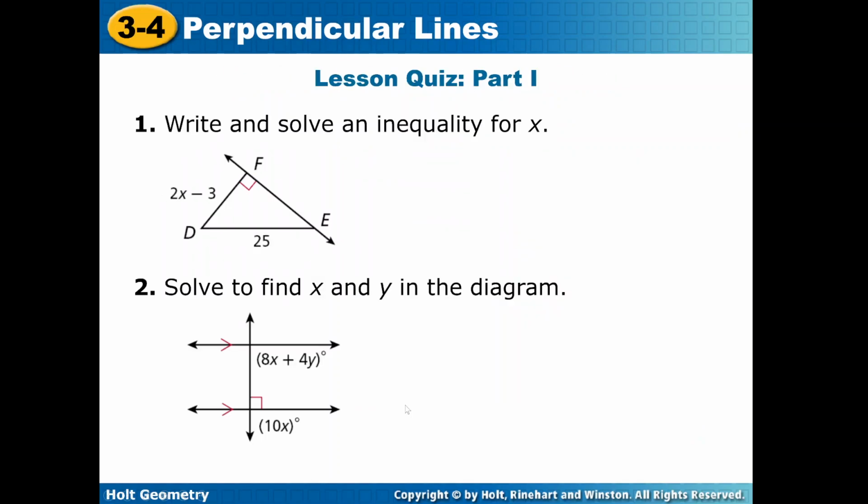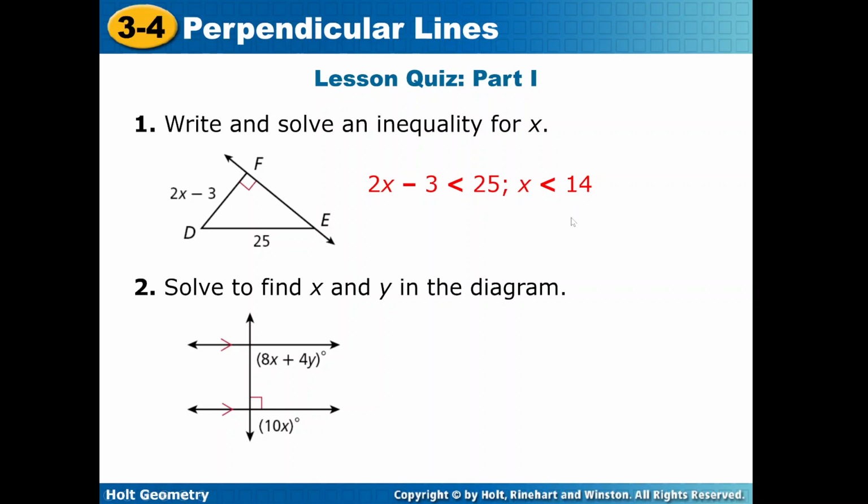Here are some other practice problems that you want to do. Write and solve the inequality. It's quite similar to what we did earlier. We know DF is less than DE, so that means 2x minus 3 is less than 25. Add 3 to both sides, divide by 2, so x is less than 14.